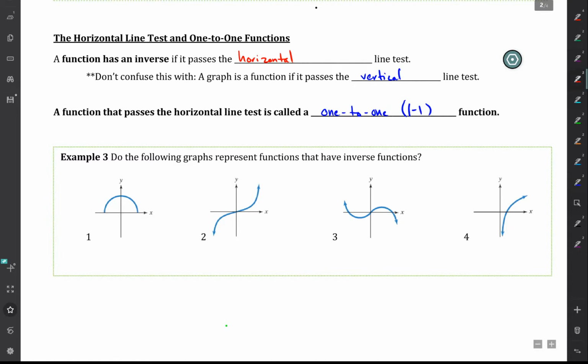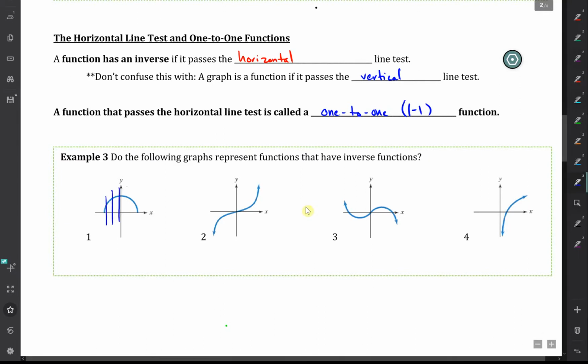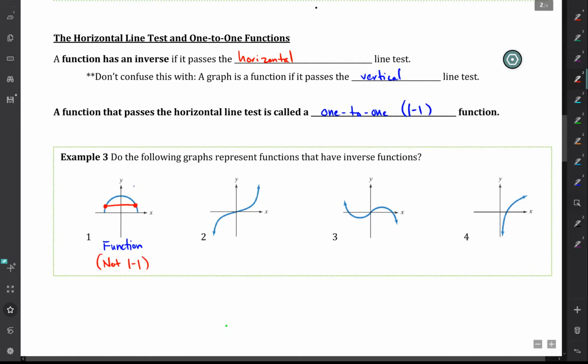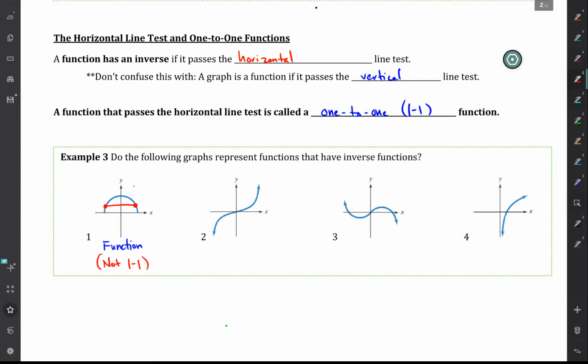So first off, if you look at this first graph, it is a function because every vertical line that you draw here intersects it in exactly one place. So this is a function. It passes the vertical line test. But then you can also see using the horizontal line test that this is not one-to-one, because you can draw a horizontal line that intersects the graph in more than one place. And so it's not going to have an inverse, or at least it's not going to have an inverse on the part of the domain that we're looking at right now.